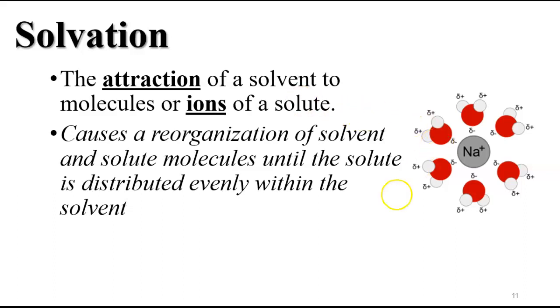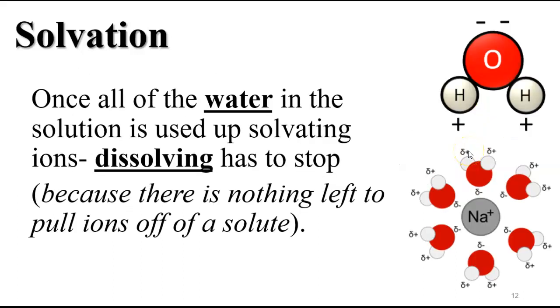Okay, so it causes this reorganization, and it's only if there's an attraction between them. So the polar, slightly negative ends of oxygen will surround the positive ion, okay, and that will continue until you run out of solvent, until you run out of water. So once all of the water in the solution is used up surrounding and dissolving a molecule, then dissolving has to stop. So if you keep adding scoops of hot chocolate or keep pouring chocolate syrup into your chocolate milk, eventually you're going to start to see it settle at the bottom.